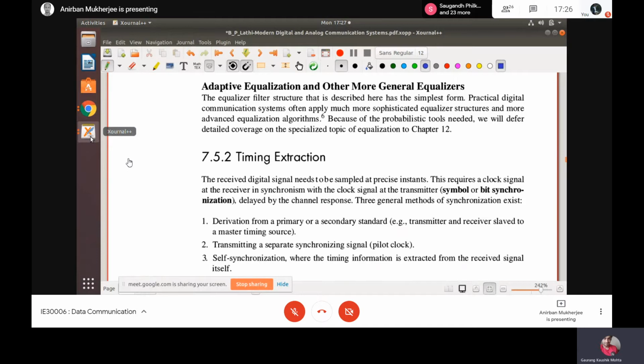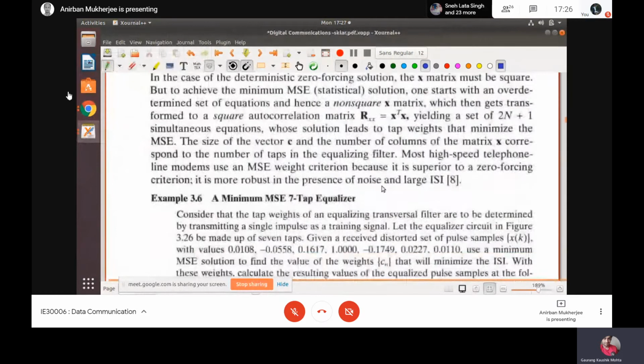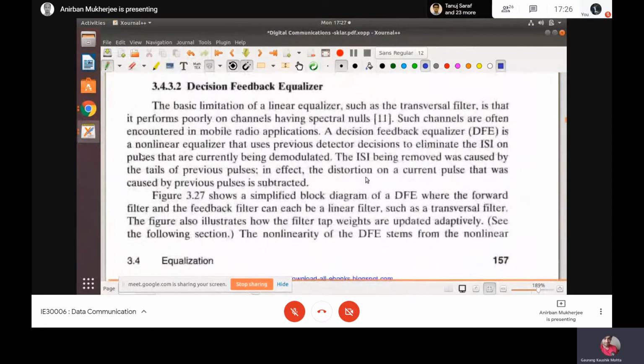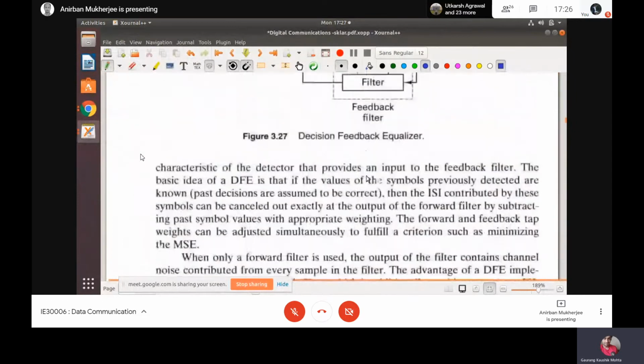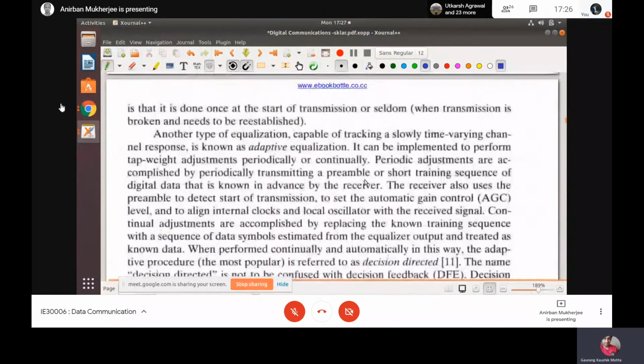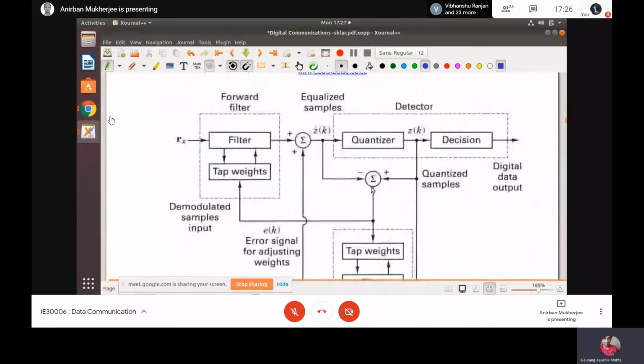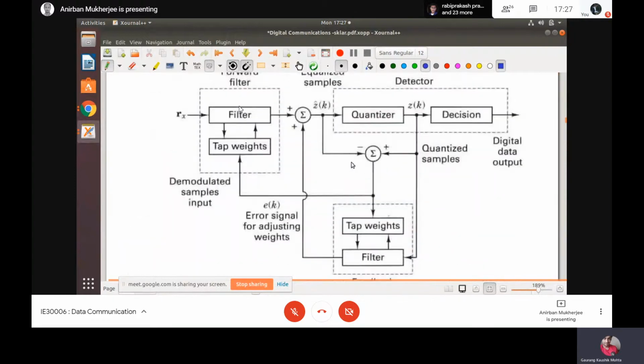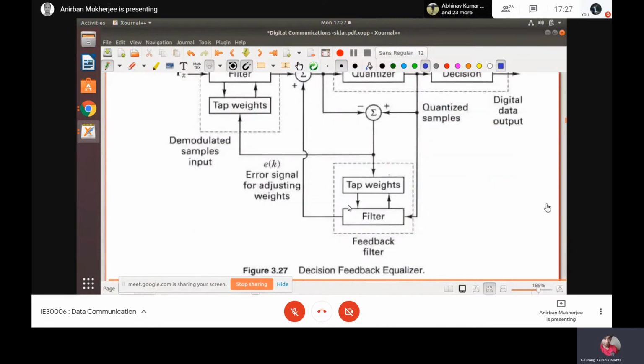Now, next is the decision feedback equalizer and the adaptive equalizer. At this point we are not talking about these, as they are a bit advanced, because till now we have been talking about the linear equalizer. In the decision feedback equalizer, there are basically two filters: one is a feed forward filter and the other is a feedback filter.